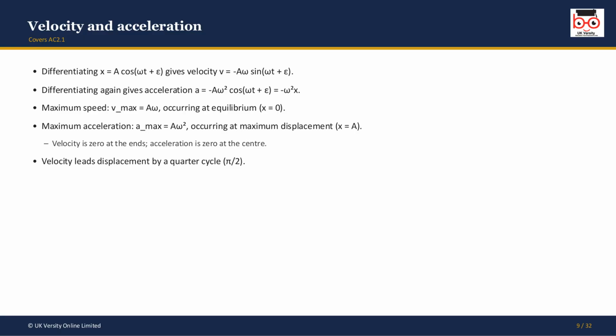The maximum speed is a times omega, and it happens at equilibrium where the displacement is zero. The maximum acceleration is a times omega squared, and it happens at the extremes where the displacement equals the amplitude. So velocity is zero at the ends and greatest in the middle, while acceleration is the other way round, and the velocity actually leads the displacement by a quarter of a cycle.